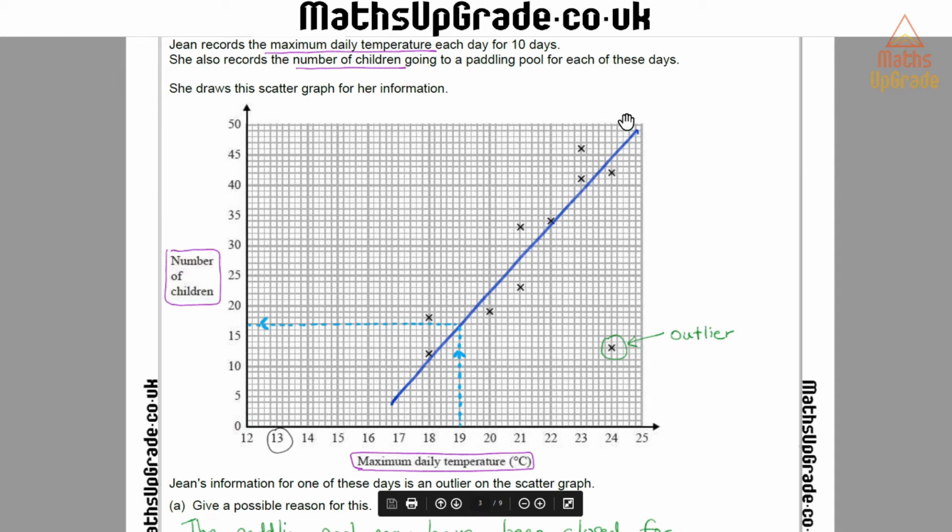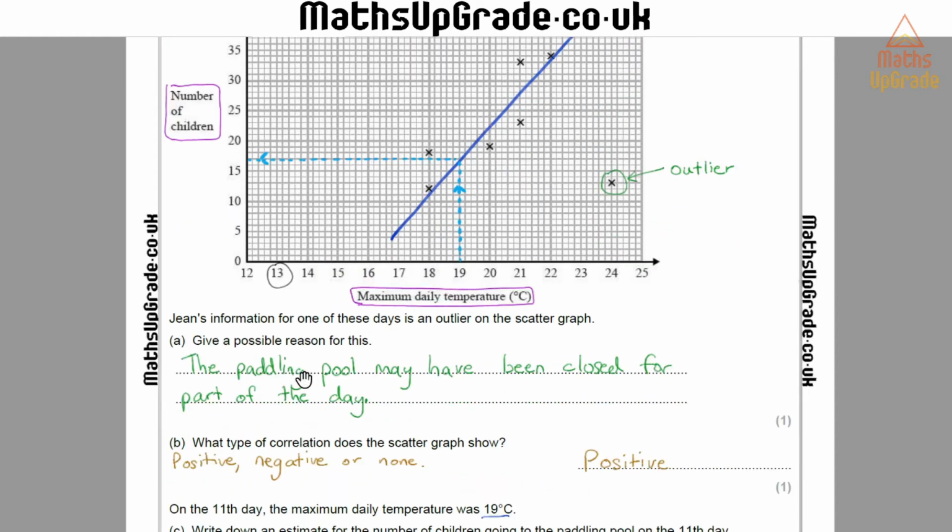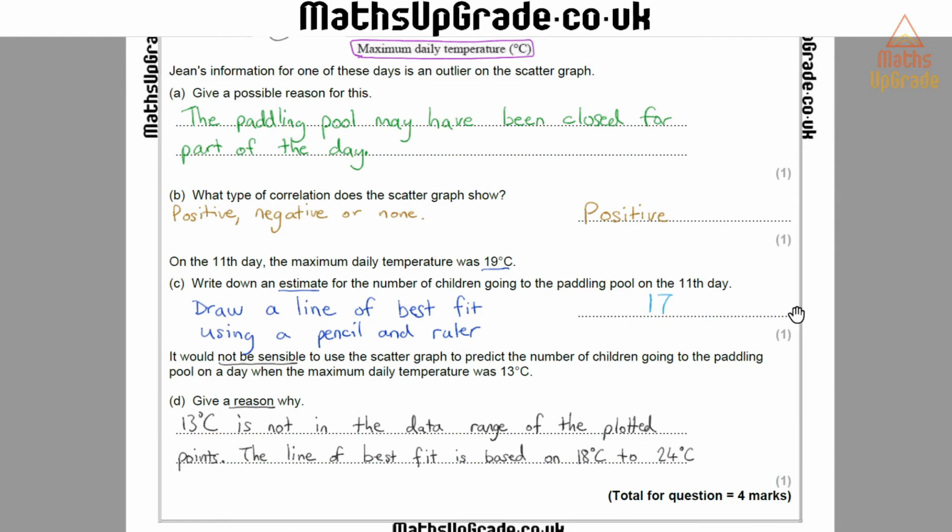Well, all my data here on this scatter graph is from 18 degrees Celsius to 24 degrees Celsius. So it's in that range there, from 18 to 24. Anything which is outside of that range may not follow this correlation. It may not follow this pattern. So even though this is a fairly straight line for this data, it may not be a straight line for 13. Okay, so that's my answer here. And the whole question there was worth 4 marks.